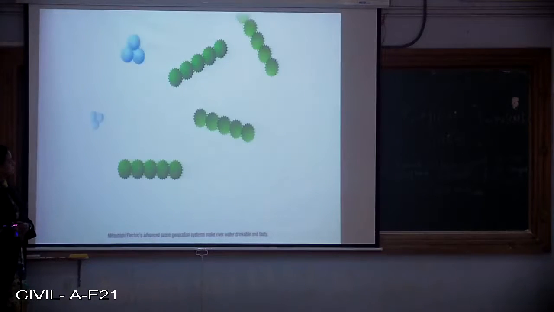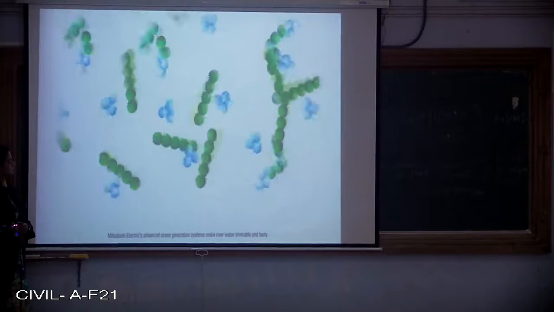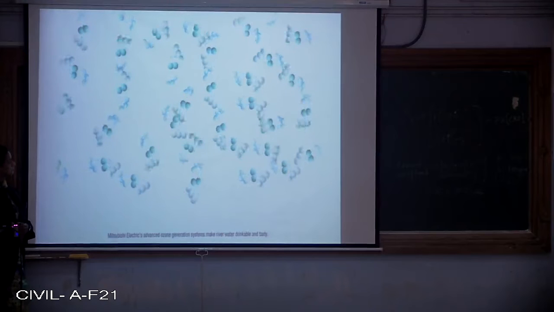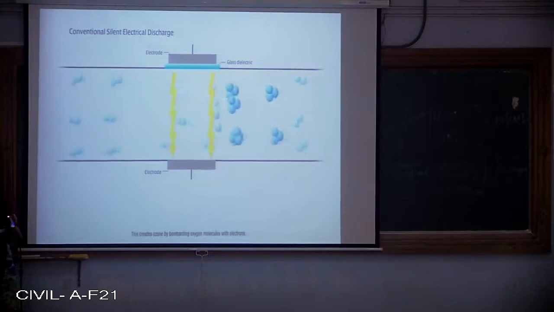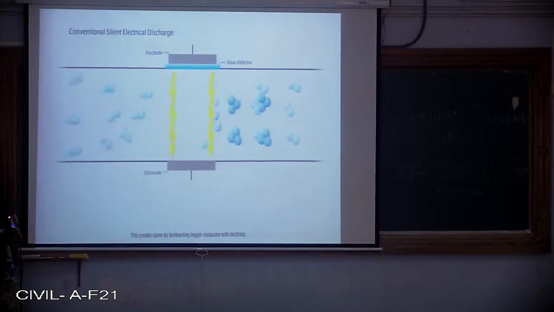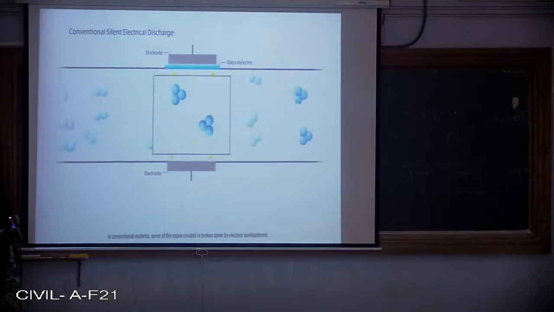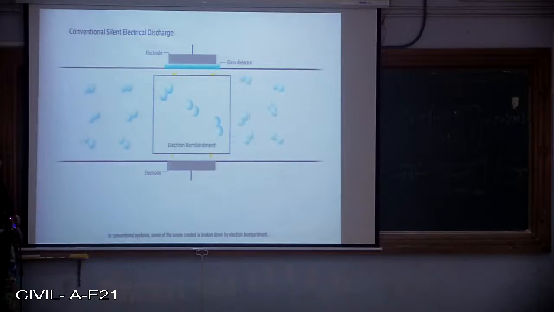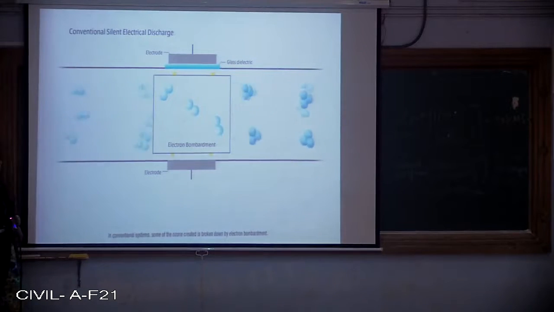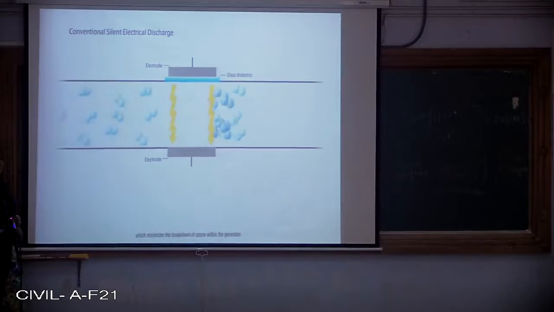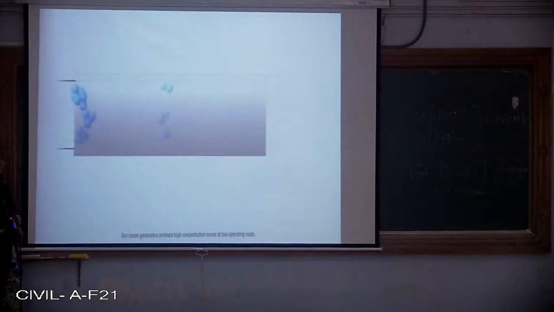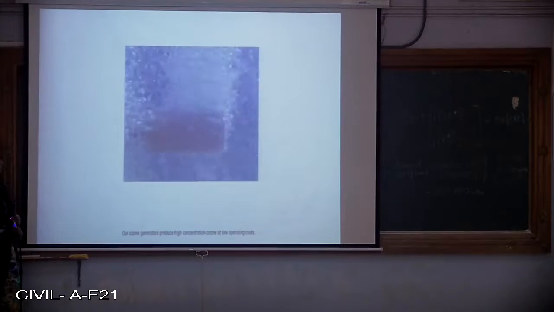Mitsubishi Electric's advanced ozone generation systems make river water drinkable and tasty. Ozone is generated by the silent electrical discharge method. This creates ozone by bombarding oxygen molecules with electrons. In conventional systems, some of the ozone created is broken down by electron bombardment. Research at Mitsubishi Electric has led to a reduction of the discharge gap, which minimizes the breakdown of ozone within the generator. Our ozone generators produce high concentration ozone at low operating costs.